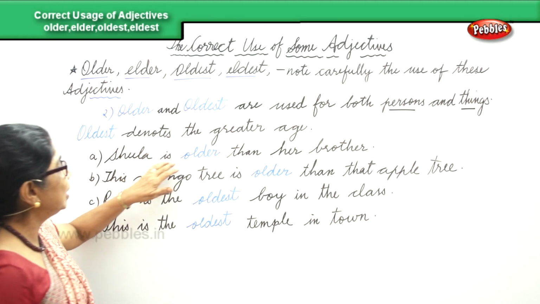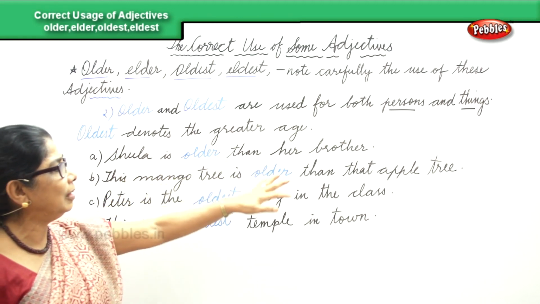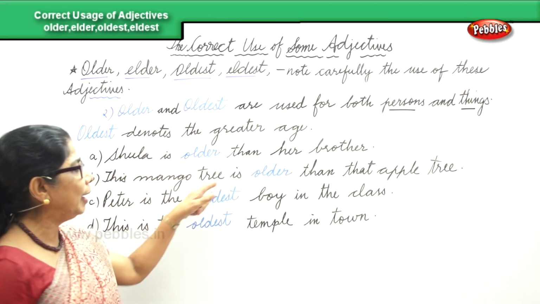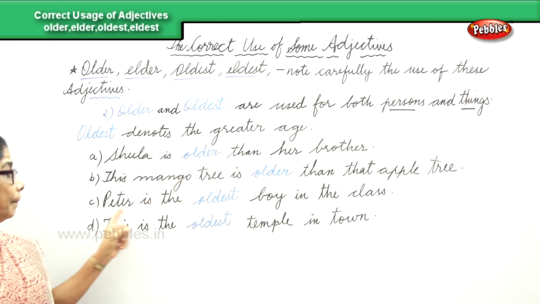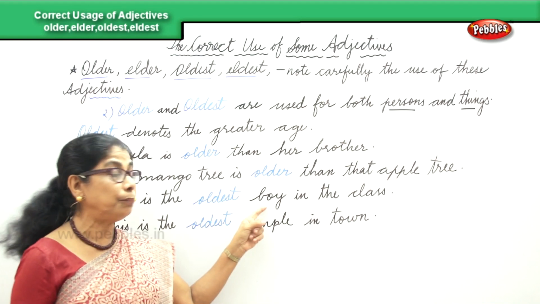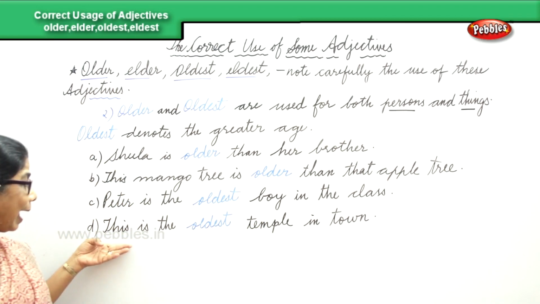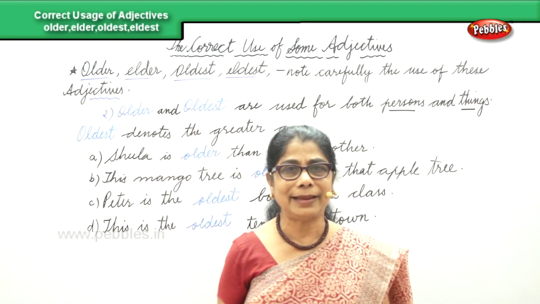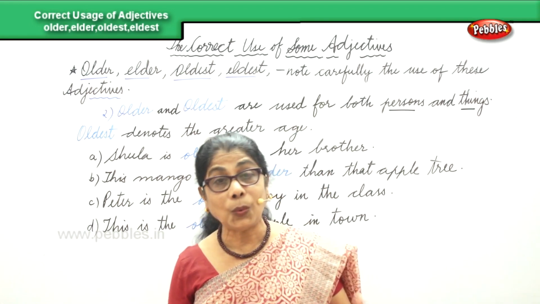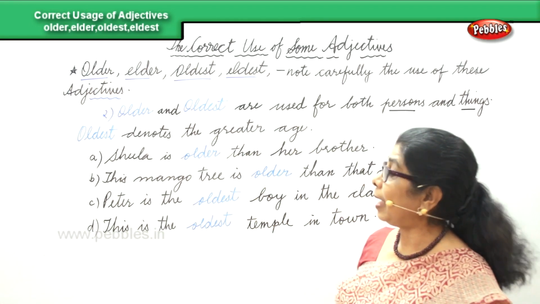First one, Sheila is older than her brother. This mango tree is older than that apple tree. Peter is the oldest boy in the class, and this is the oldest temple in town. So the usage of old and oldest.